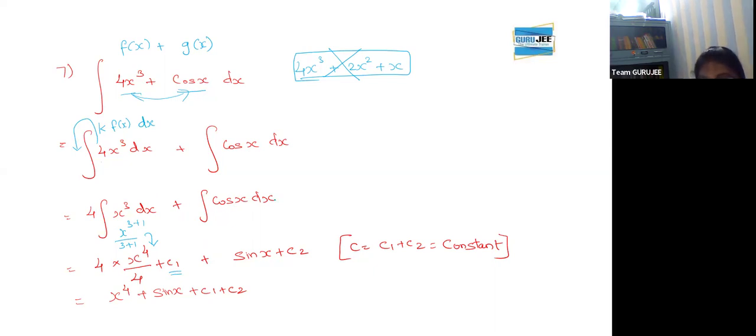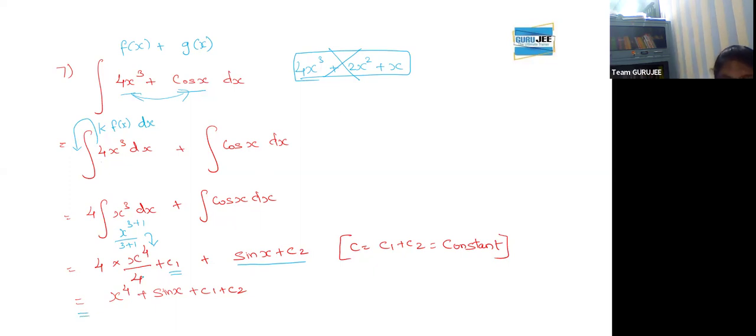Integrate cos x dx. See the formula and tell me the answer. Minus sin x or sin x? Which formula? Fourth one or fifth one? Fifth one, isn't it? So integrating cos x results in the antiderivative sin x plus a constant. Here, for the second time I am integrating, so I am adding c2. C is equal to c1 plus c2, both are constants.